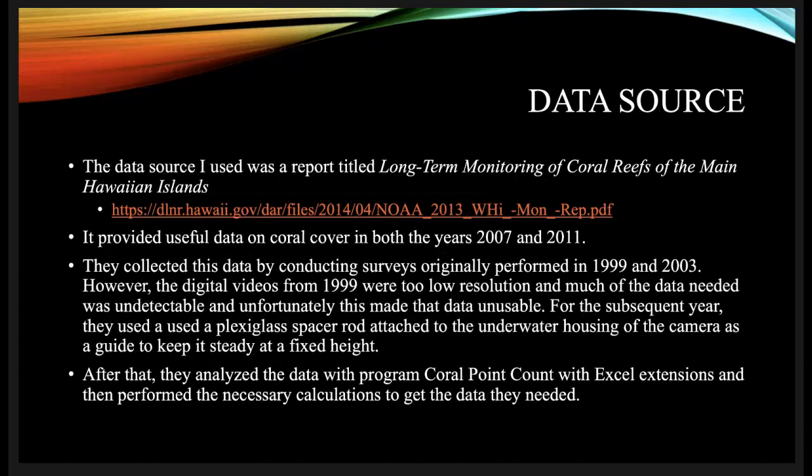The data source I used was a report titled Long-Term Monitoring of Coral Reefs of the Main Hawaiian Islands. It provided useful data on coral cover in both the years 2007 and 2011. They collected this data by conducting surveys originally performed in 1999 and 2003. However, the digital videos from 1999 were too low resolution and much of the data needed was undetectable, and unfortunately, this made that data unusable.